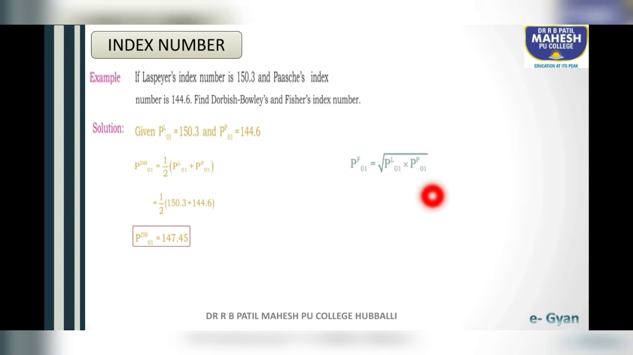Now we have to find Fisher's index number. The formula is P01 of Fisher's equals root of P01 of Laspeyres into P01 of Paasche. Again you substitute the values: P01 of Laspeyres is 150.3 and P01 of Paasche is 144.6. After substituting, you multiply these two values, then take the root of this. So the final answer is P01 of Fisher equals 147.42.